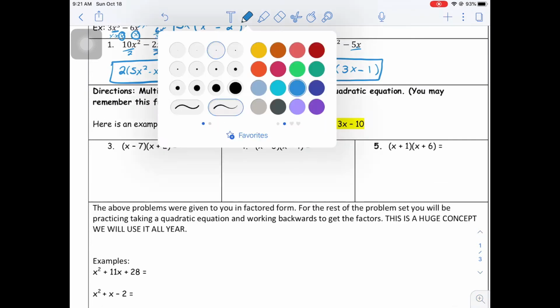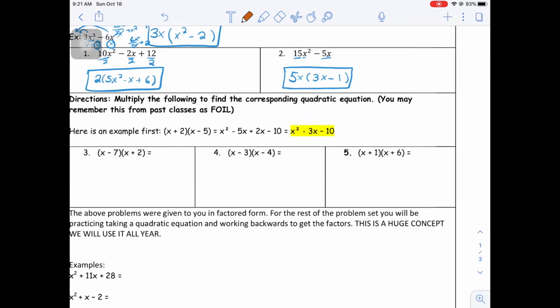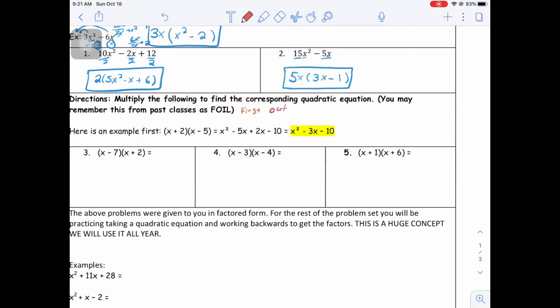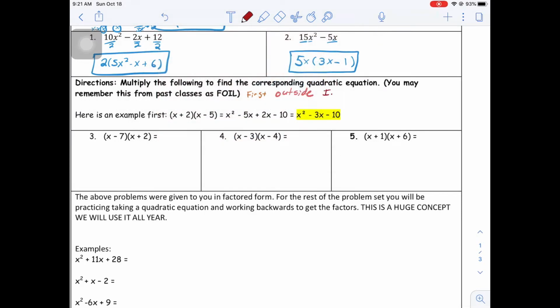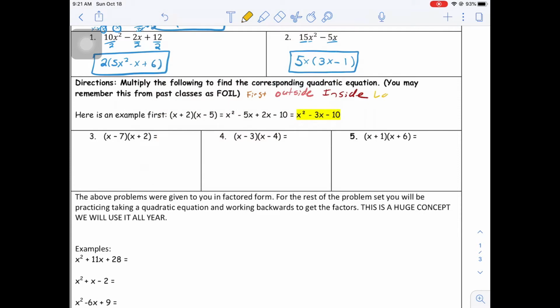Next, before we actually start doing some serious factoring, let's talk about foiling to bring us back. So foiling, if you don't remember, stands for first, outside, inside, and then the L stands for last. So that's what foiling is.